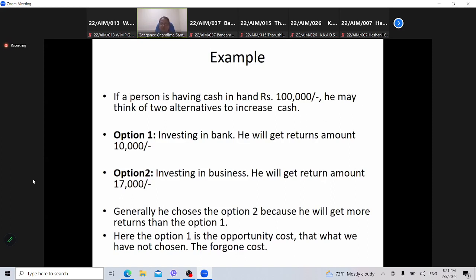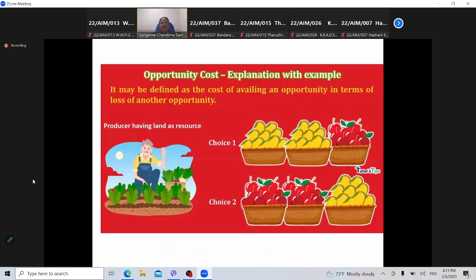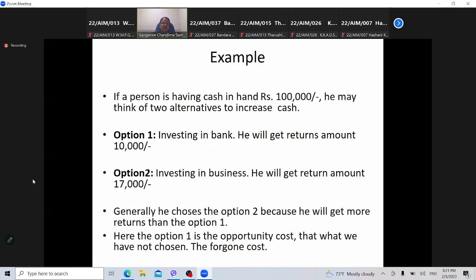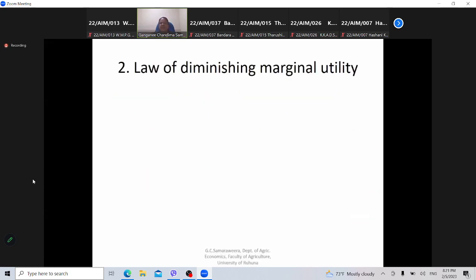I think with these two main examples, you again refresh your knowledge of opportunity cost. Is it clear, that cost principle? Yes, ma'am. Okay, thank you. Now we'll move to the next law, the law of diminishing marginal utility.